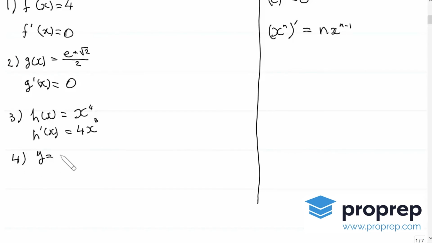Y equals 1 over x squared. What we can do here is actually bring it to this form, because if you remember, using your laws of exponents, for example 1 over a to the power of b in general is a to the power of minus b. If I use that here, then this thing will just be x to the minus 2.